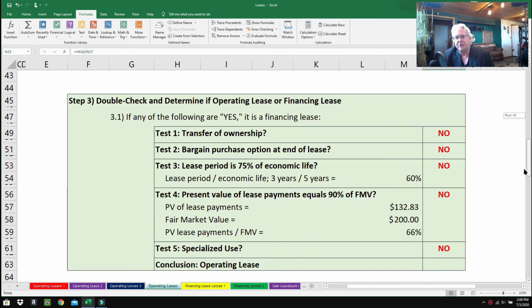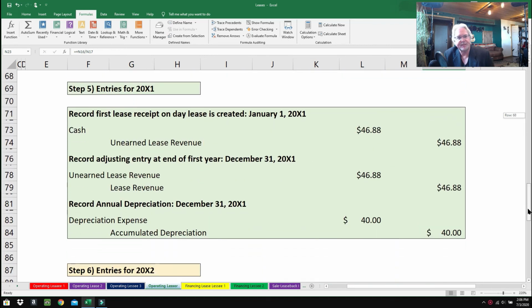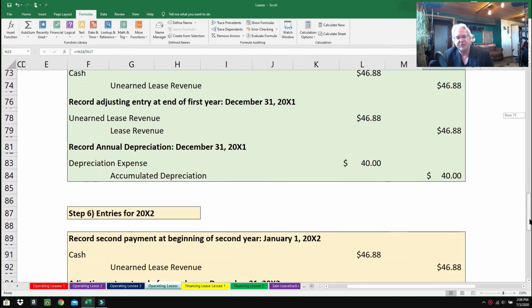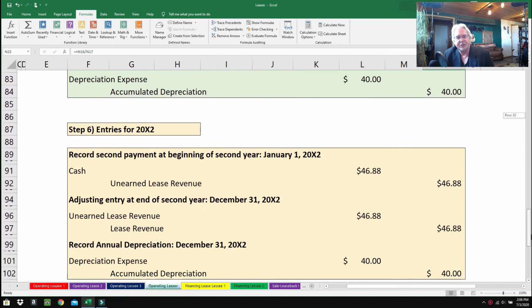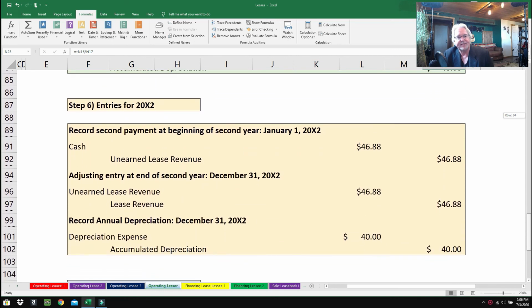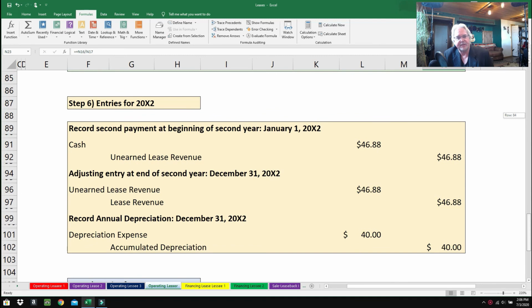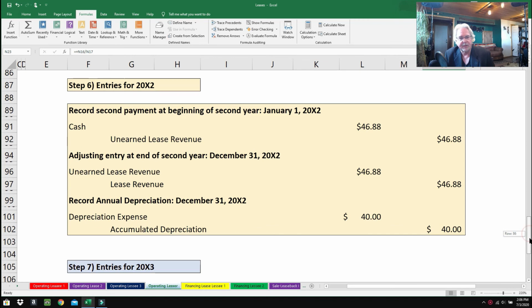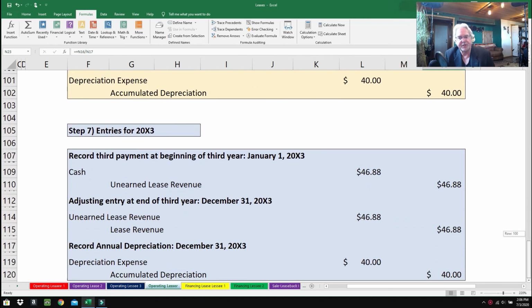So folks, the journal entries are so easy. Those are the journal entries for the first year. And the journal entry for the second year is identical. It's absolutely identical. There's not a bit of difference. And the journal entry for the third year looks like it's identical again, not anything different. So just to review it real fast, the entry for the third year, exactly like the first and second year.